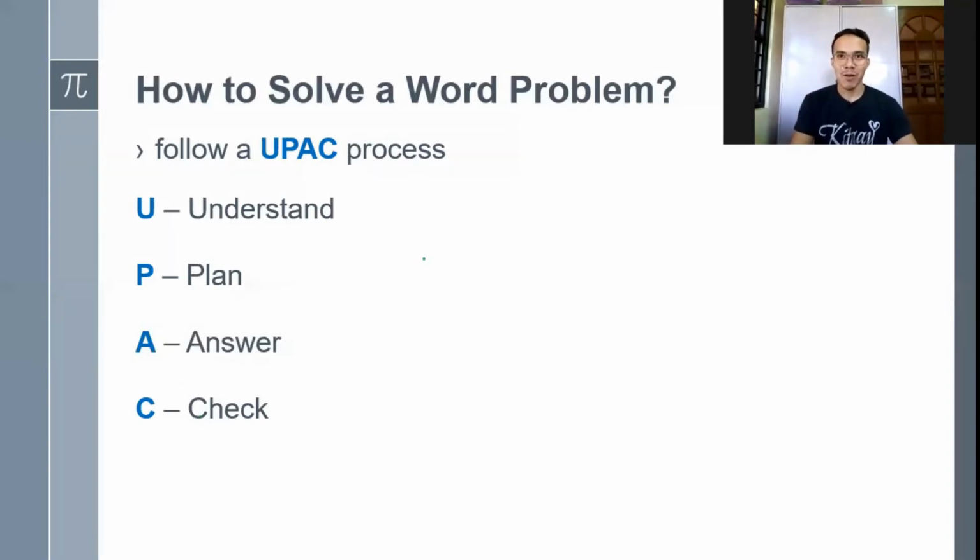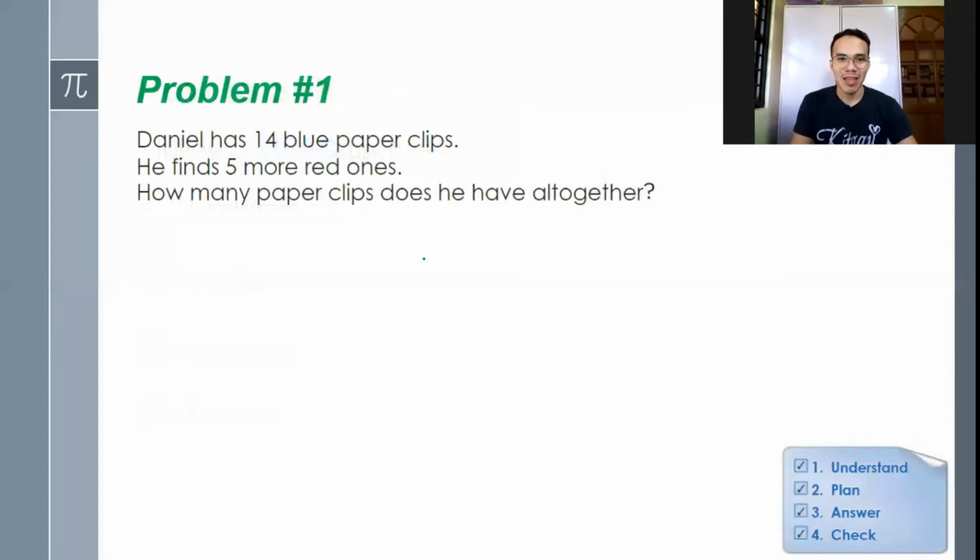Let's have problem number 1. Danielle has 14 blue paper clips. He finds 5 more red ones. How many paper clips does he have all together? After reading the problem, we have to ask questions.